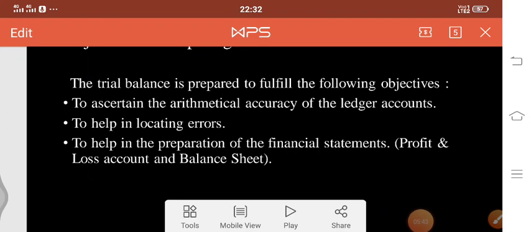So whether debits and credits are equal, whether we have passed entries correctly. First of all, it is prepared to check arithmetical accuracy. The second point of importance is it helps in locating errors. If we have committed some mistakes in case of ledgers, then while preparing the trial balance, it will definitely not be tallying. So we can locate the errors.